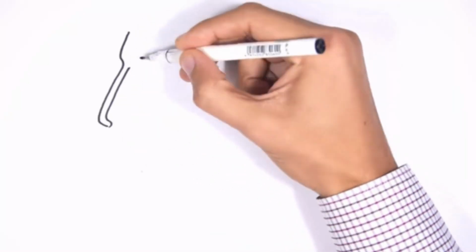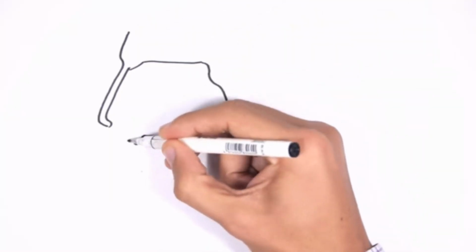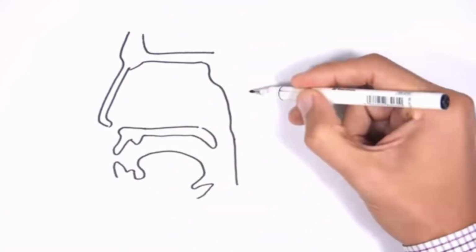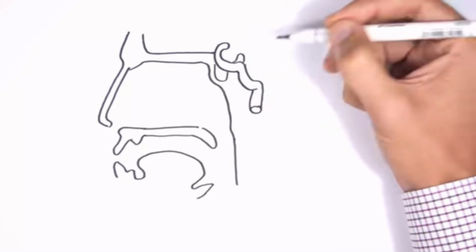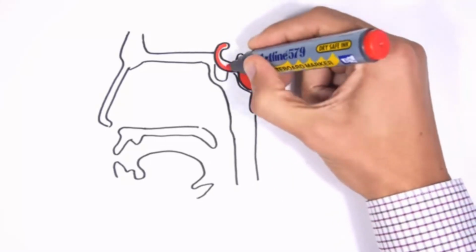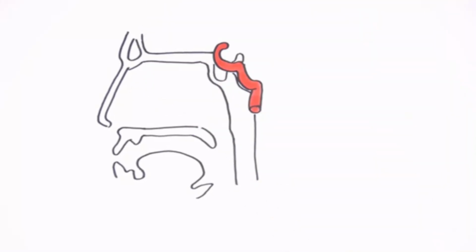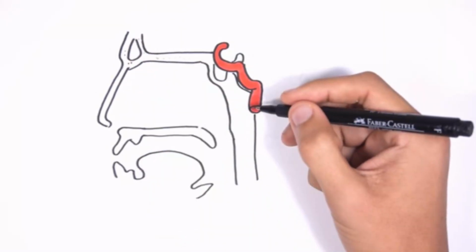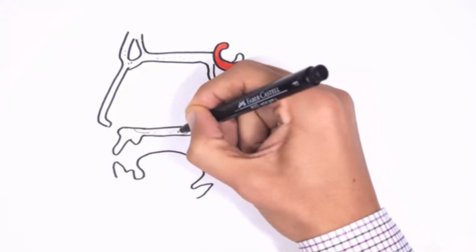Hello, in this video, we're going to talk about the clinical anatomy of the nasal cavity, focusing particularly on nosebleeds or epistaxis. Let us begin by cutting a cross-section of the nose and looking at the general structure and the blood supply in the nasal cavity.